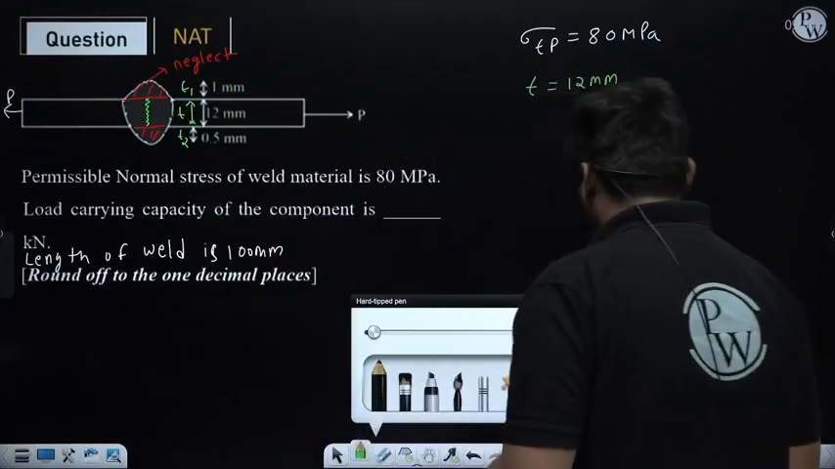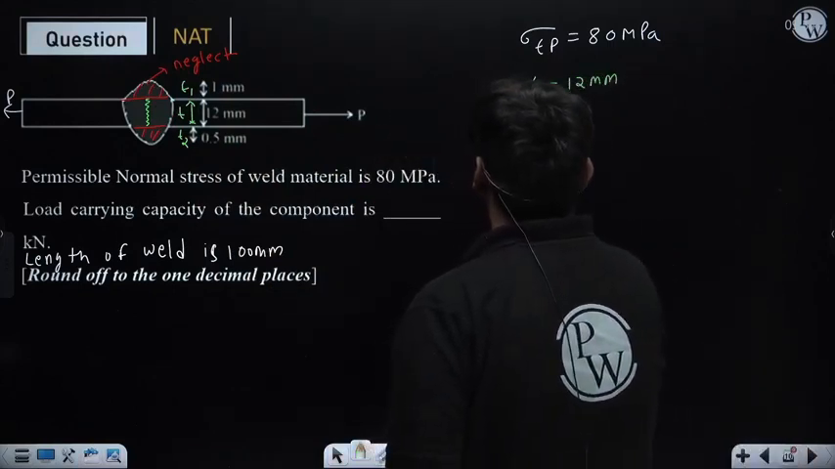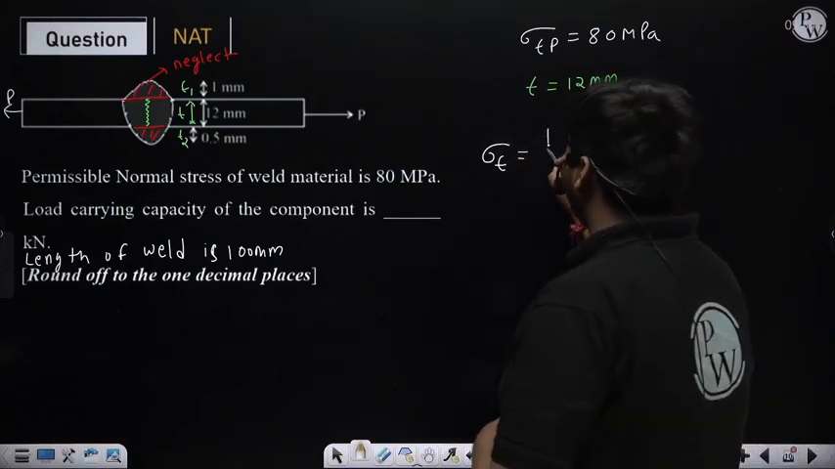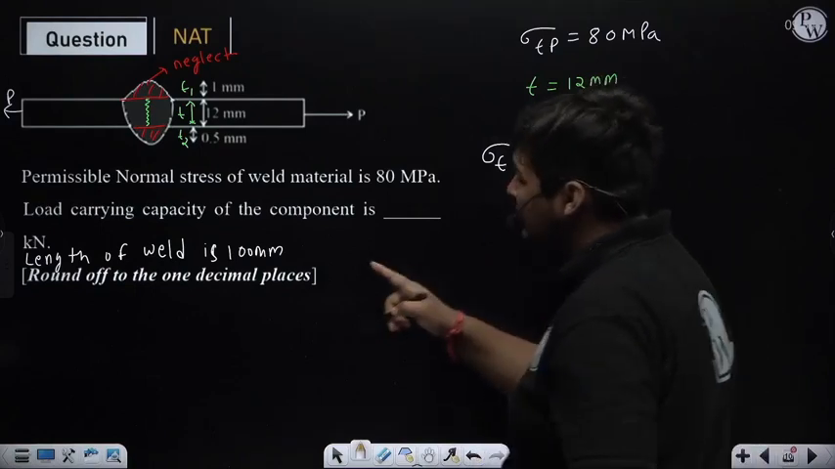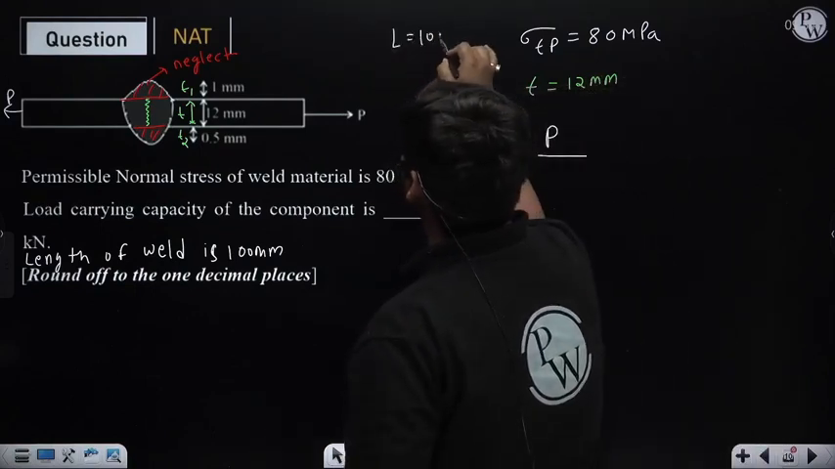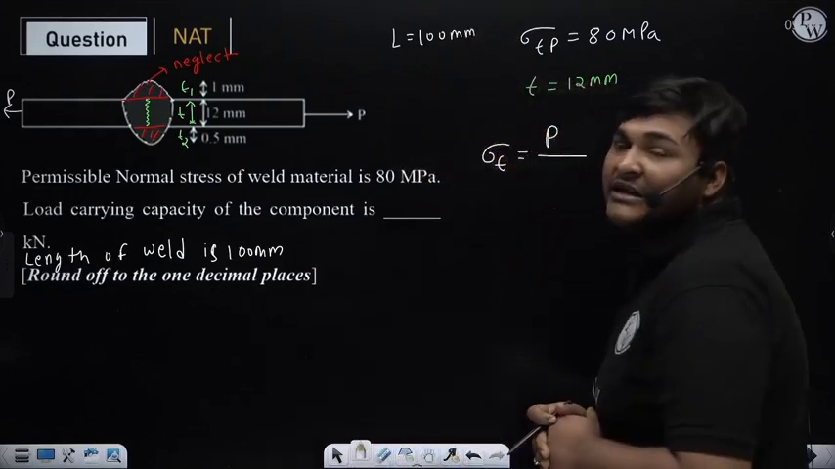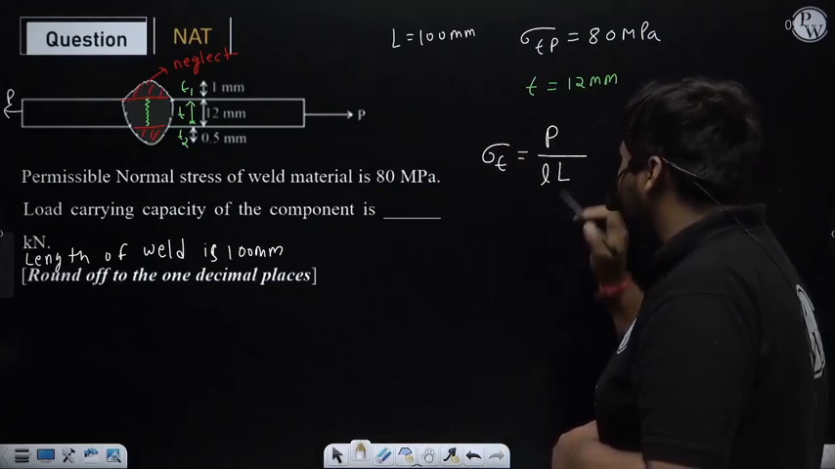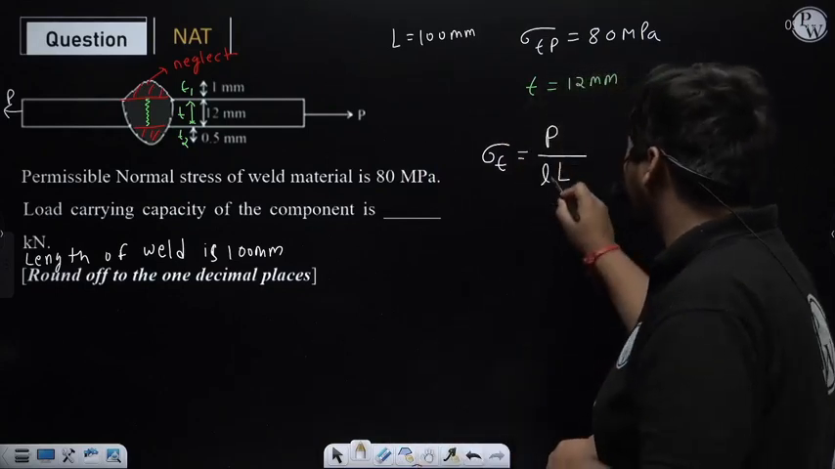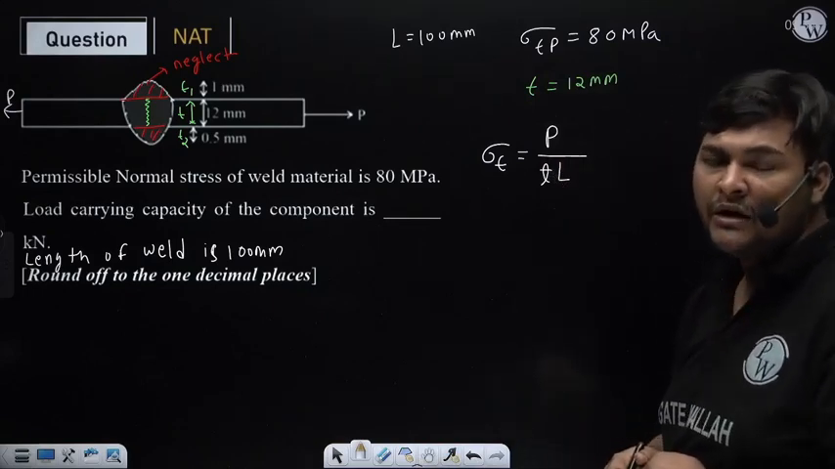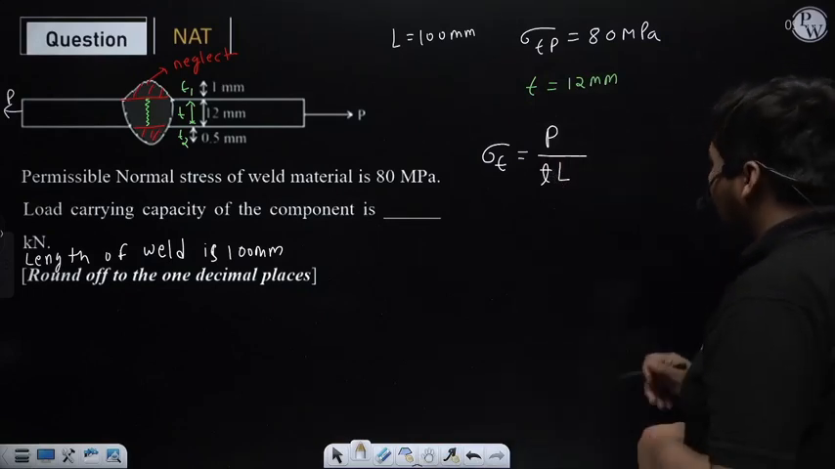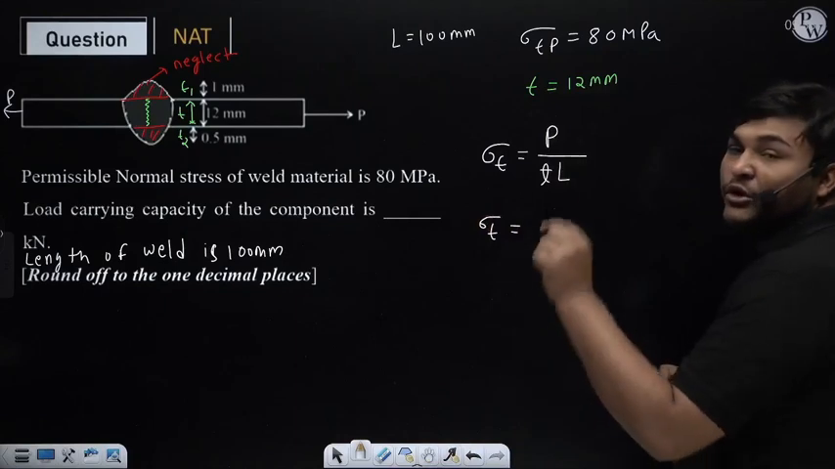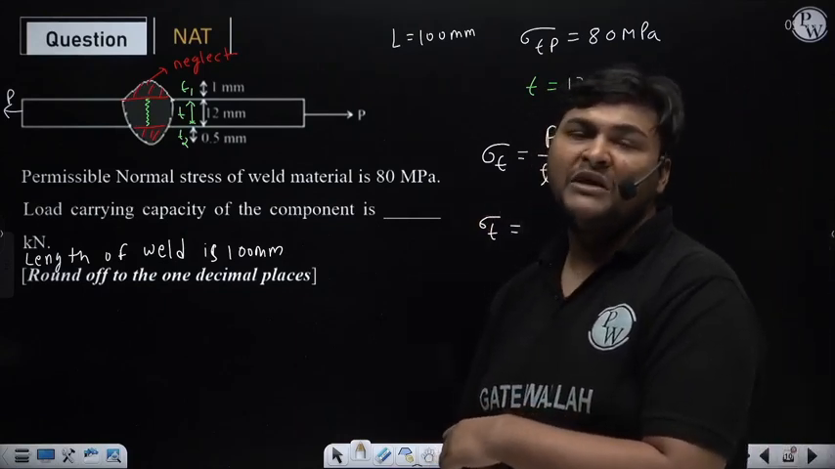So due to this force P, tensile stress will be induced in the weld, and the formula to calculate that tensile stress is force P divided by effective area. I am denoting the length of the weld by L, which is 100 mm, and the effective thickness of this butt weld is T. So the effective area of the plane of the butt weld in which stress is induced is T into L, where T is the effective thickness of the butt weld and L is the length. Now this is the actual tensile stress, and it is nothing but the maximum tensile stress, because no other stress apart from force P is coming in the weld.